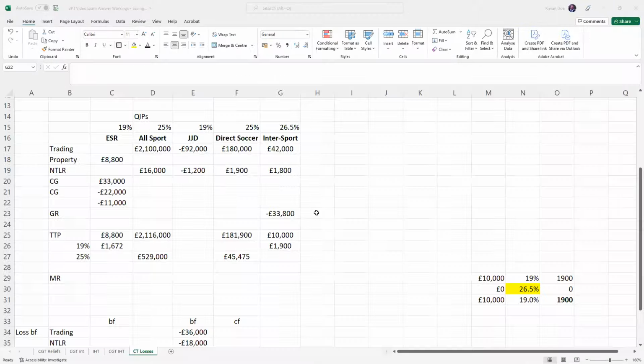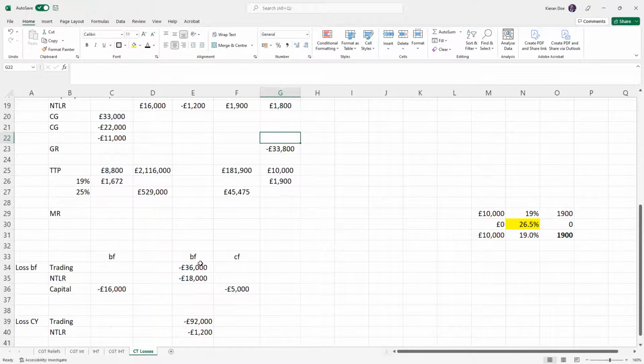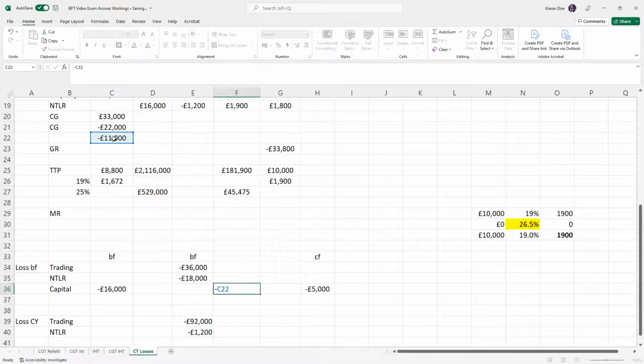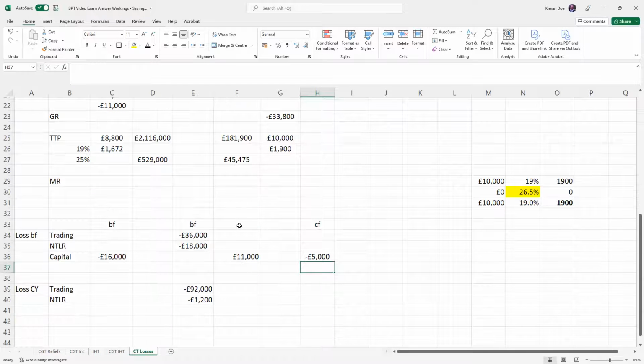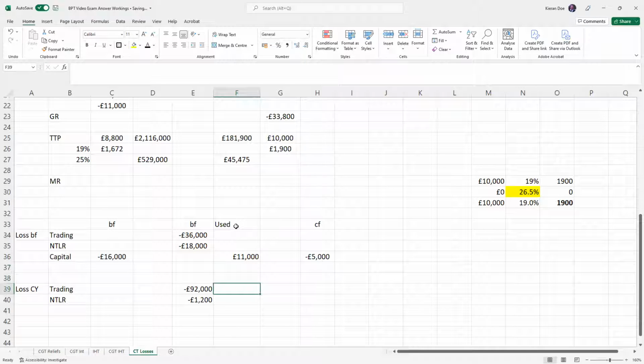So then we've still got more of this loss, remember. That was a capital loss that's been used. So yes, we've got the brought forward loss. So you could show what was used in the year, obviously the 11k, and that will get us to the carried forward amount. So that was what was used. So then with the trading brought forward loss, we've only used this amount of the loss. So we've still got a lot of losses left to use.